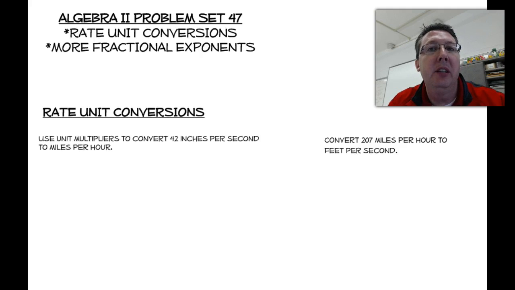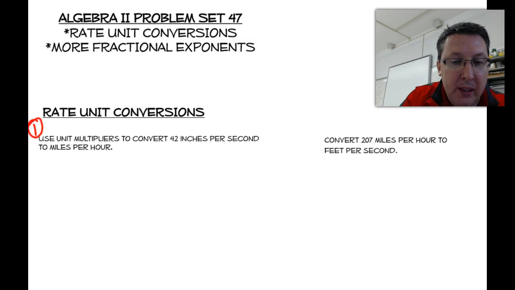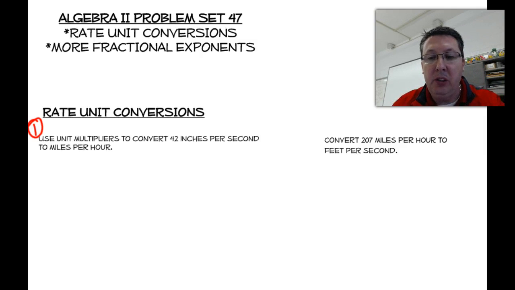Now you need to understand this idea of rate. What we'll be looking at is things like miles per hour, feet per second, inches per minute, and we're going to convert from one rate to another. So you see an example here, the first one, we'll label this number 1. It says use unit multipliers to convert 42 inches per second to feet per mile. Or, I'm sorry, miles per hour.